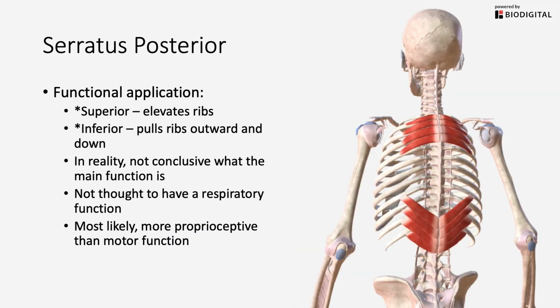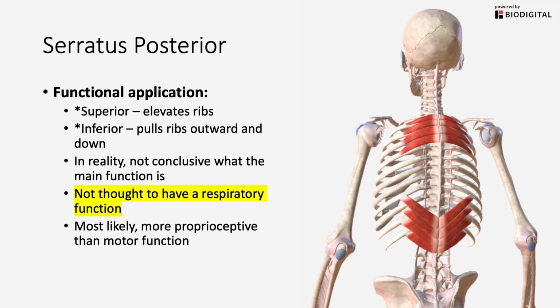And this is the fun fact about the serratus posterior, is that it is a muscle that typically is not covered widely in curriculums. I did not really know about the serratus posterior until I got to my graduate program. So in the textbooks, it will say that the superior portion will elevate the ribs, the inferior portion will pull down the ribs or depress the ribs. But in reality, it's not conclusive of what this muscle actually does or contributes to as far as movement.